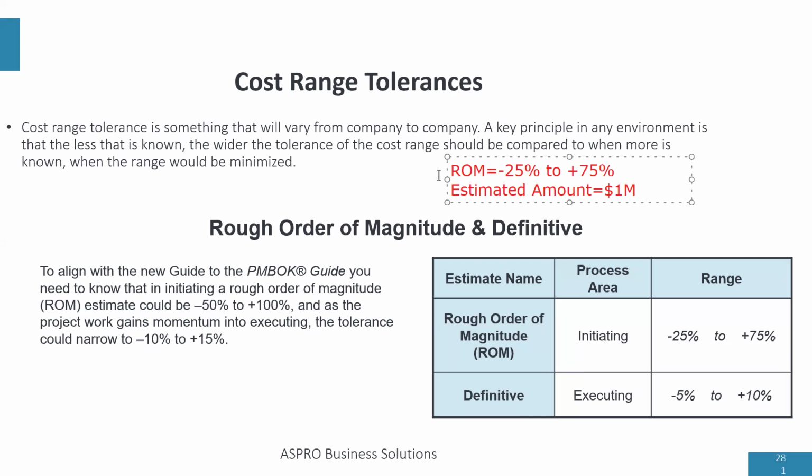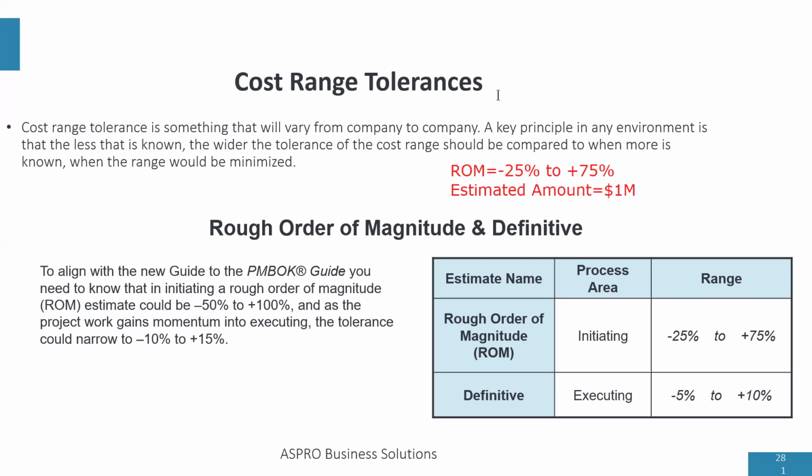if you're using the term rough order of magnitude, it is the same everywhere. It's a rough estimate about a project. It does not necessarily mean it is the final estimate for your project. Right. So that's what it is.